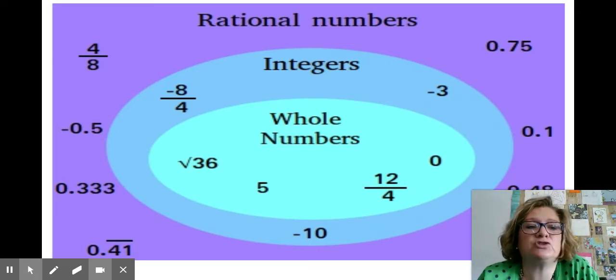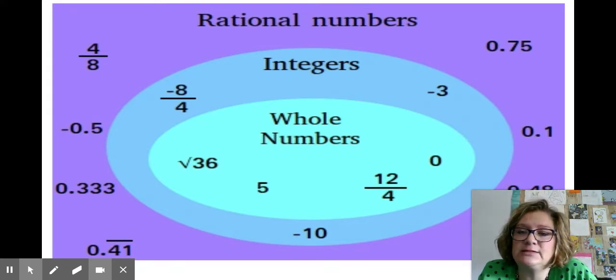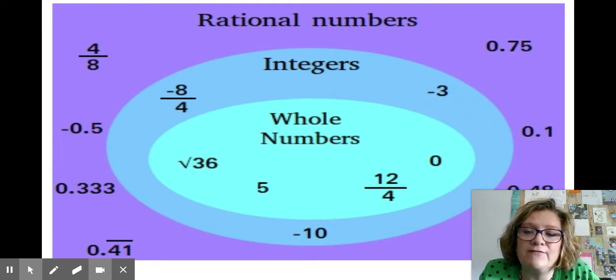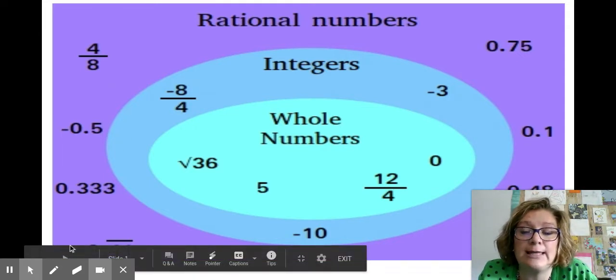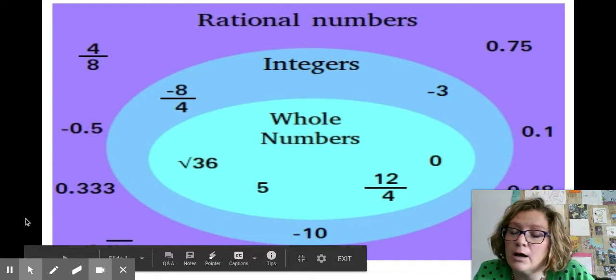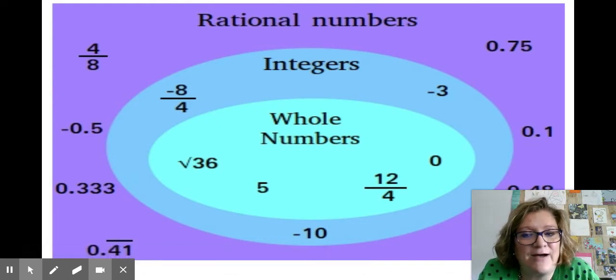So if you look at this visual right now, if we go all the way around the outside, you can see 5/8, that's a fraction, obviously a rational number. Negative 5/10 right here. Yes, it's a decimal, but if you were to write that as a fraction, you would start by saying negative 5/10, which simplifies to negative 1/2. That's a fraction, therefore a rational number.